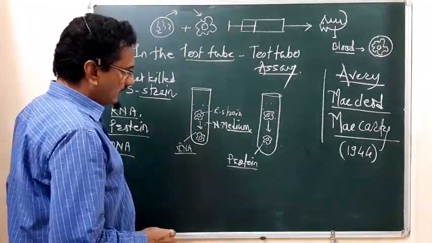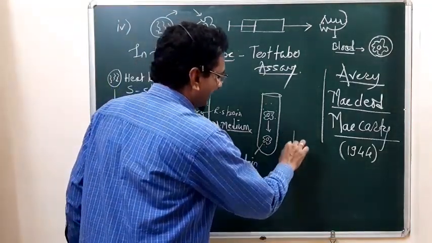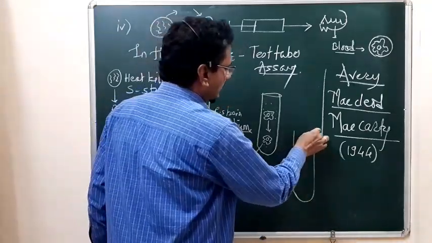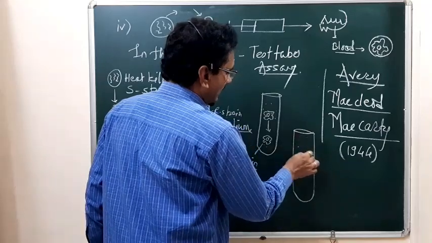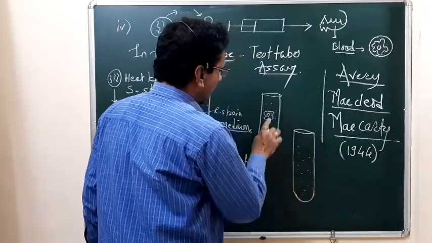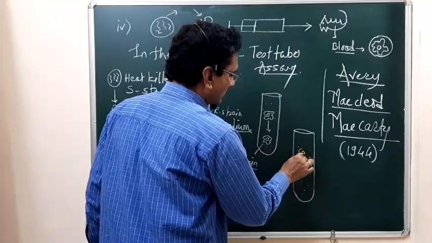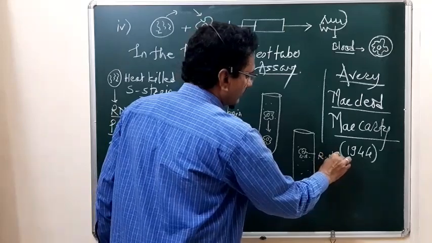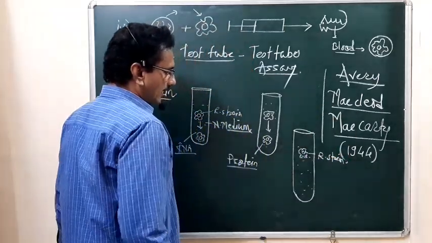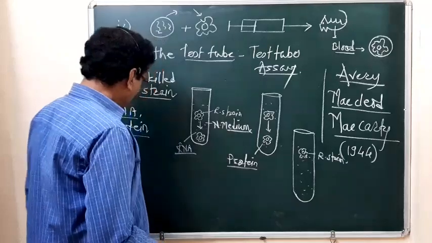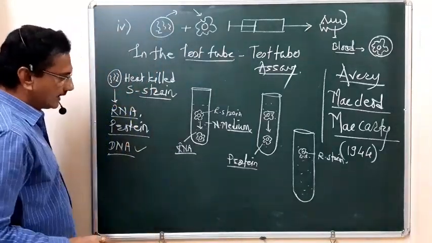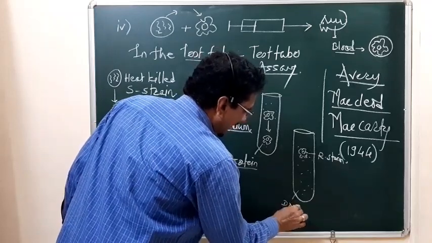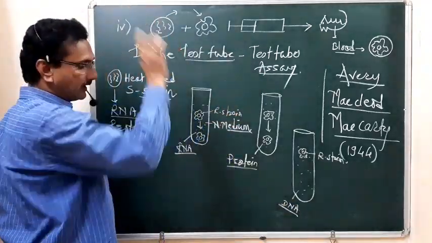Then he took the next test tube, that is the third test tube. In this third test tube, as usual, he takes the nutrient medium suitable for the rough strain. So this is the rough strain. Then inside this test tube, what did they add? They added the DNA, that means the DNA from the heat killed smooth strain.